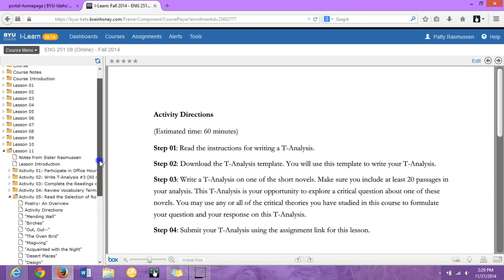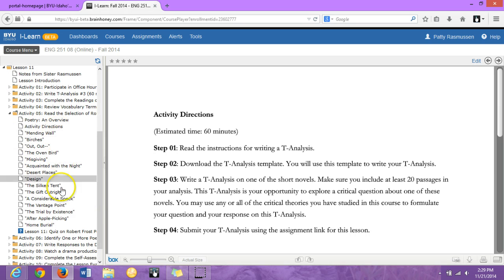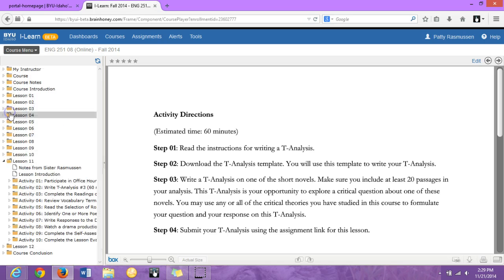Then you've got the selection of poetry from Robert Frost. The list looks long, but most of these poems are quite short. So read those, then participate in the discussion board, generate your questions by Wednesday, and then get your responses to the discussion board by Saturday.